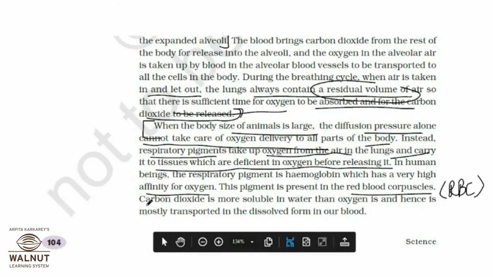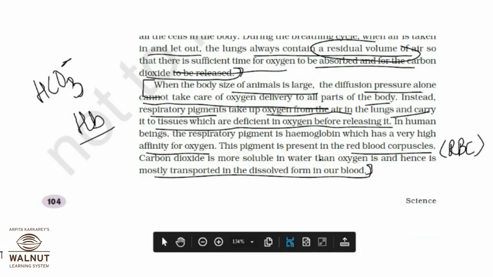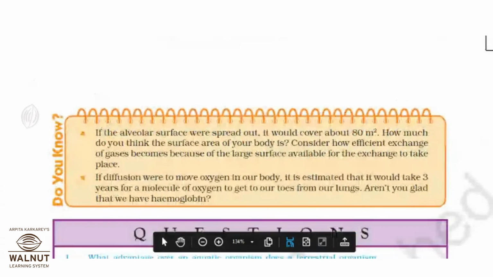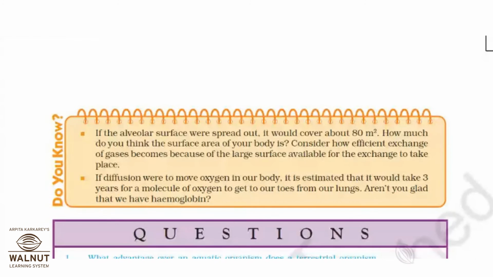Carbon dioxide is more soluble in water than oxygen, and hence it is mostly transported in the dissolved form in the blood. It is transported in the form of bicarbonate ions, HCO3 minus. The symbol for hemoglobin is Hb. One hemoglobin can bind with 4 oxygen molecules. This was all about the human respiratory system.